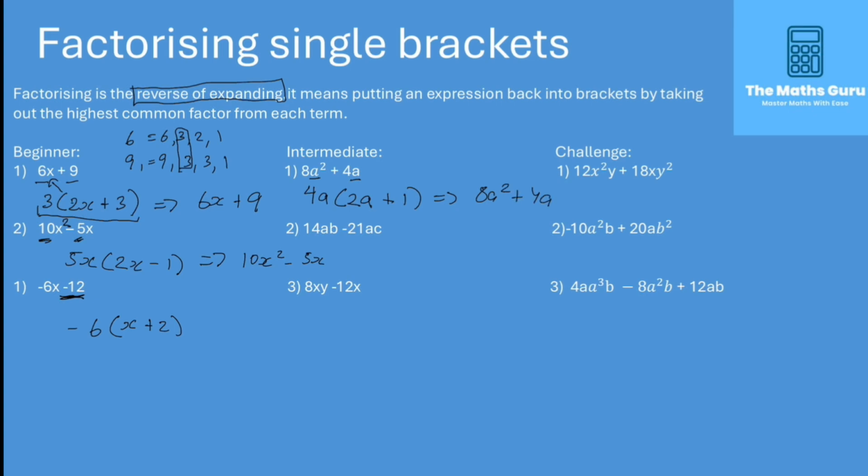Okay, looking at this, the highest common factor between 14 and negative 21, we can say the highest common factor is 7. So we take our 7 out.